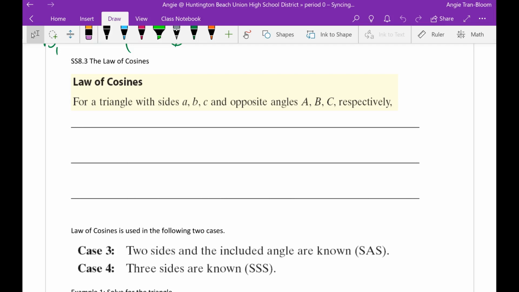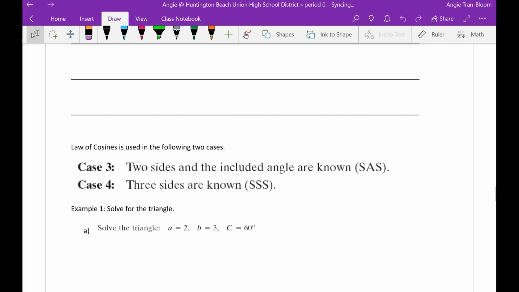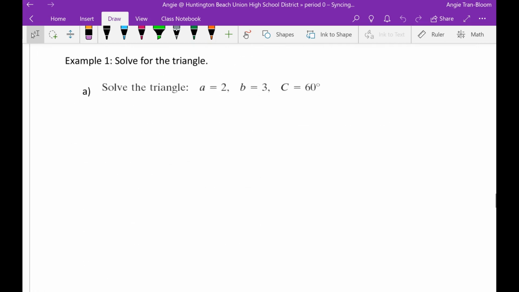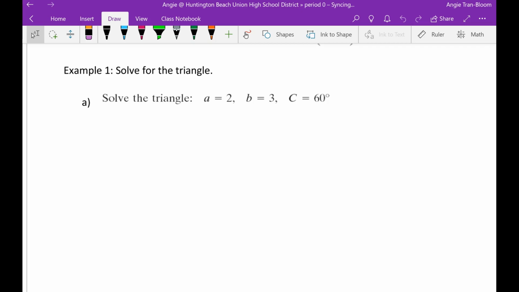Okay, pre-calc. This is 8.3, the law of cosines. Now, before we start filling out the identities, let's go to example number 1. Solve for the triangle. You are given a triangle with leg A equals 2 units, leg B equals 3 units, leg C equals 6 units, okay?